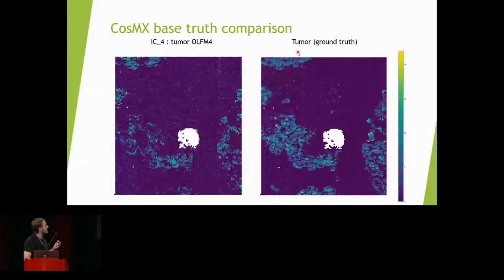Here, there is the same thing with tumor cells. Tumor cells are very heterogeneous, so there are a lot of different ICs. Here, I'm only showing one, so you don't have the entirety of the signal of the tumor.